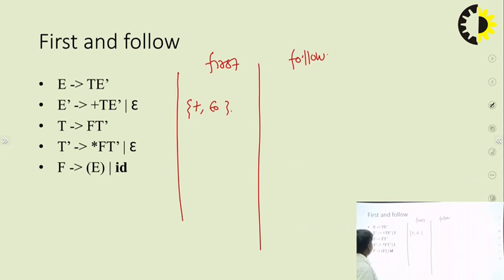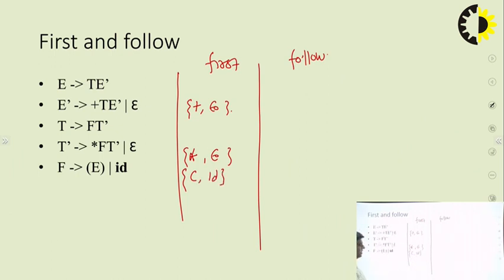What is the first of T dash? Now for the first production, the first of T dash is a star, and for the next production, first of T dash is equal to epsilon. Now we move to the next production rule. What is the first of F? The first of F is the open bracket and ID.